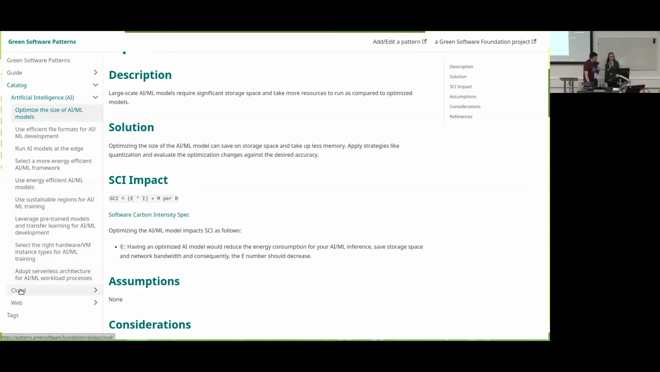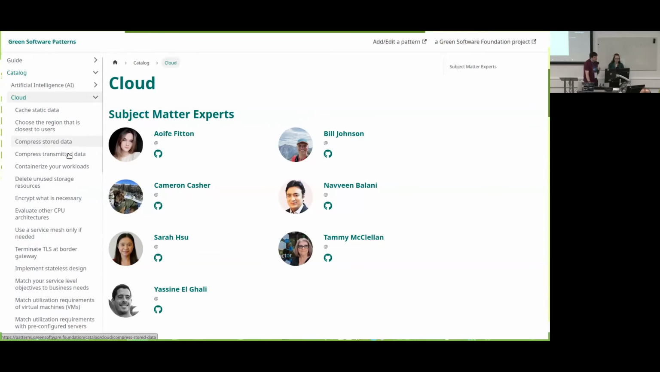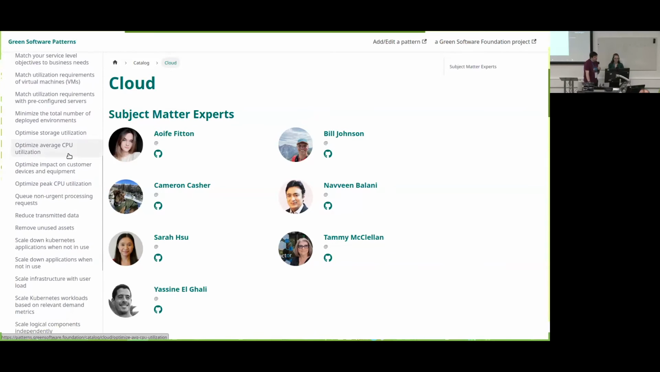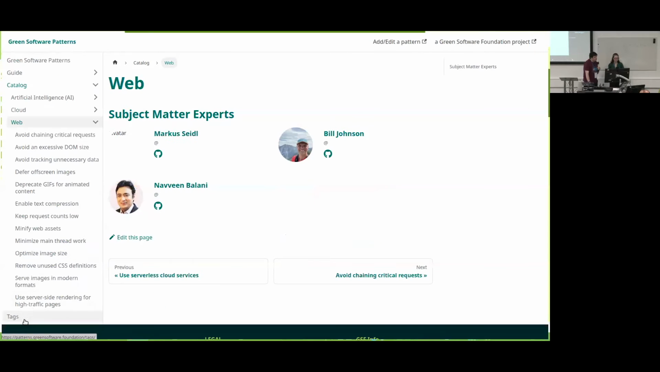Let's look at some of the cloud ones as well as another example. So for instance, compressing data so you don't send as much data, and not using encryption where you don't need it, optimizing your CPU usage. And under the web ones, it's things like don't use animated GIFs because there's now better, more efficient formats to do that. Don't make your document object model too big because that can take more resources. Minify your web assets so you're not transmitting more data than you need. Optimize your image size. One pet peeve of mine is when people put 3,000 by 3,000 images in and then display them at 300 by 300 pixels. So they've transmitted 10 times more data than was needed.